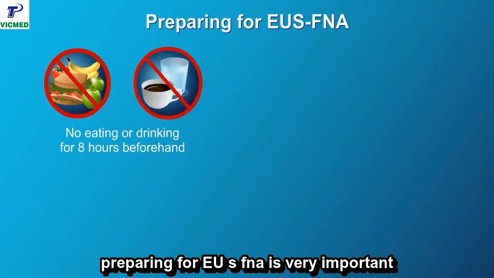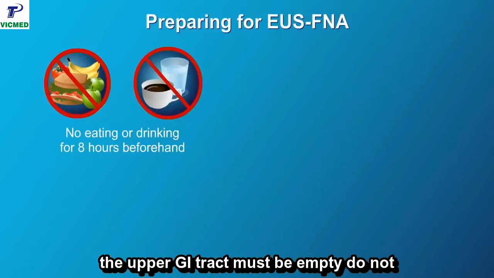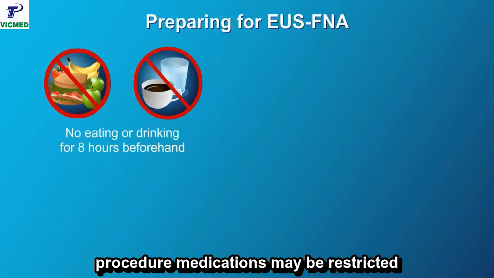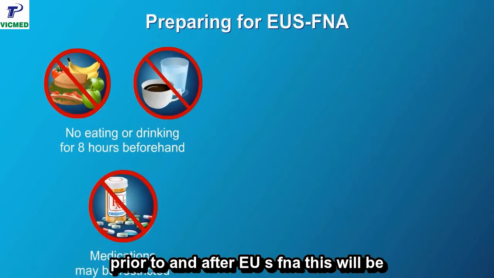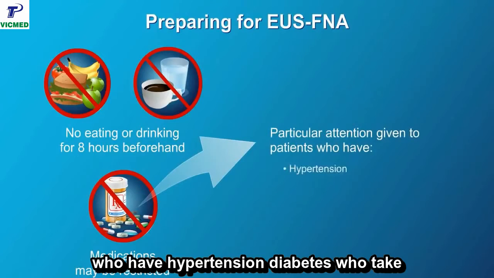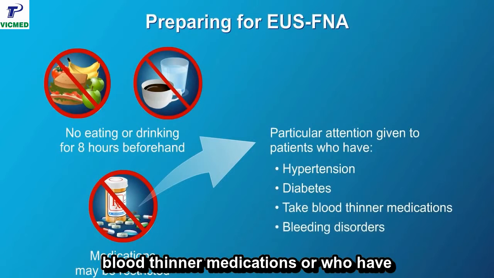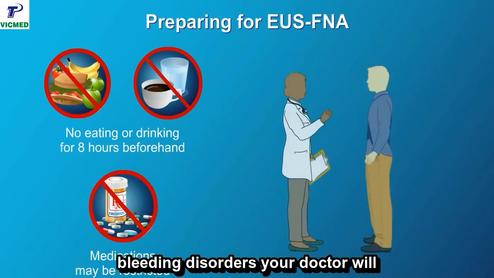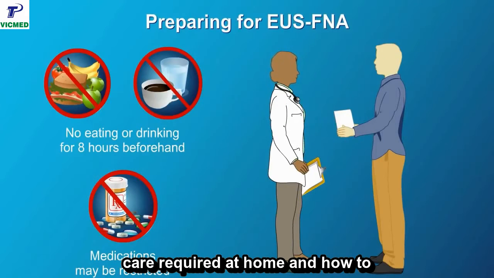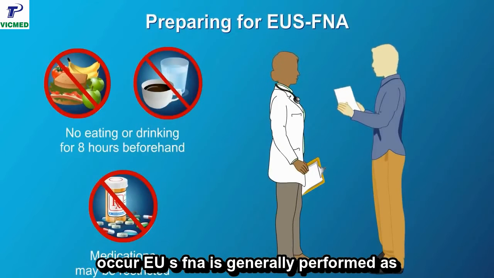Preparing for EUS-FNA is very important. The upper GI tract must be empty. Do not eat or drink for 8 hours before the procedure. Medications may be restricted prior to and after EUS-FNA. This will be determined by your doctor, with particular attention given to patients who have hypertension, diabetes, who take blood thinner medications, or who have bleeding disorders. Your doctor will provide written instructions on how to prepare for your EUS-FNA, the follow-up care required at home, and how to recognize complications in case they occur.